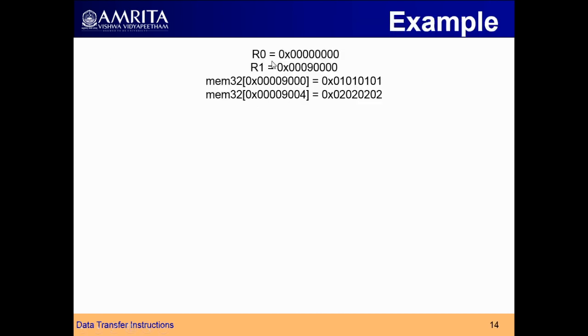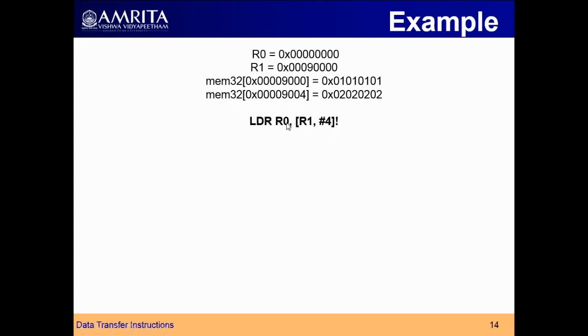Let us take R0 having this address 000, and R1 having this address 9000. So memory 32 of 9000, what does it mean? This address is containing data 010101. Similarly, the memory location 9004 is containing this data. So the 9000 address is having this data, and the 9004 address is having this data, right?